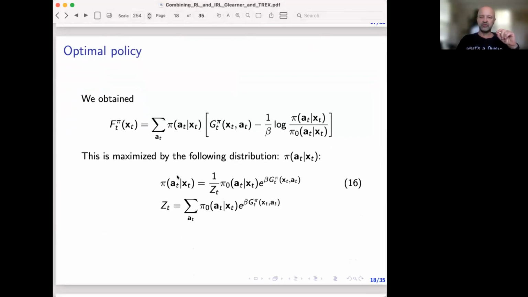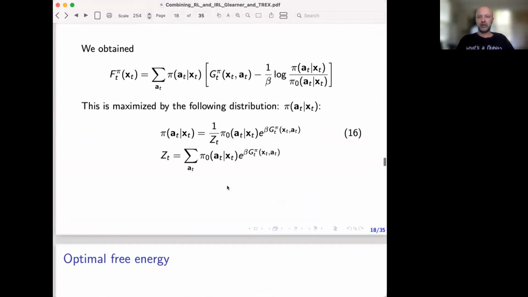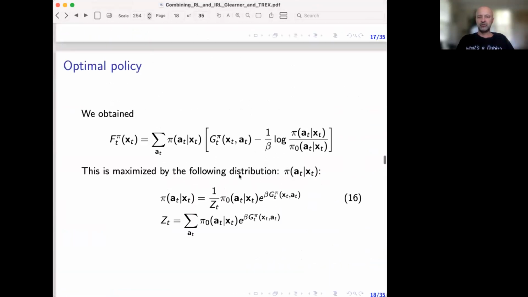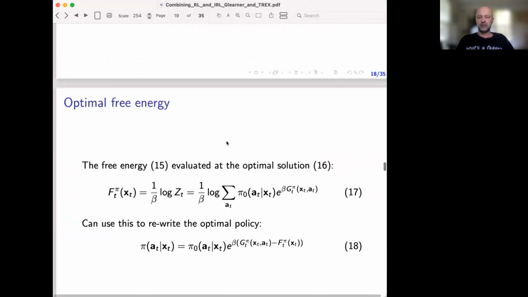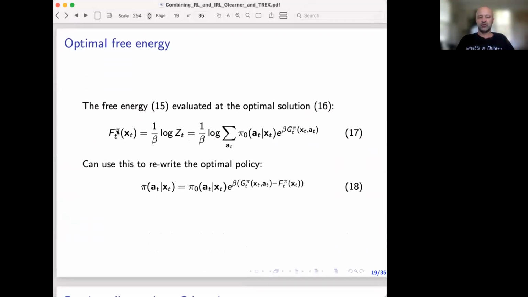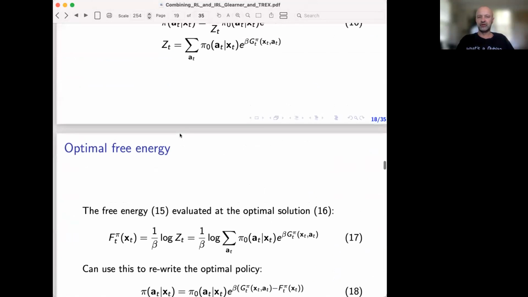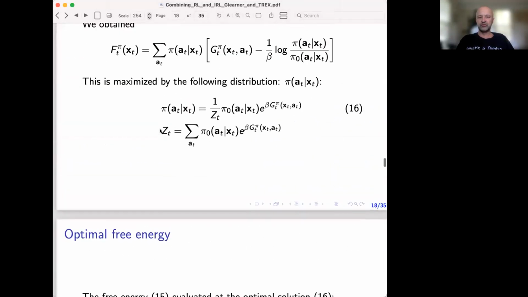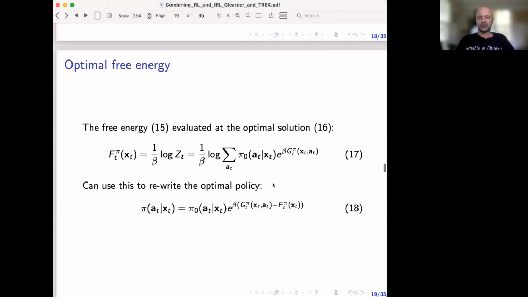But the meaning of this expression is that it gives you the optimal policy in terms of the prior policy and an exponential adjustment of this prior policy, which is given by the G function, right? And finally, this Z sub t here is just the normalization coefficient, which is needed in order to have this as a valid probability distribution. All right. Now, if you take this expression and plug it back into this expression, then you will see that actually the free energy is simply proportional to the logarithm of this normalization coefficient, which is sometimes called the partition function in physics, and given by this expression.